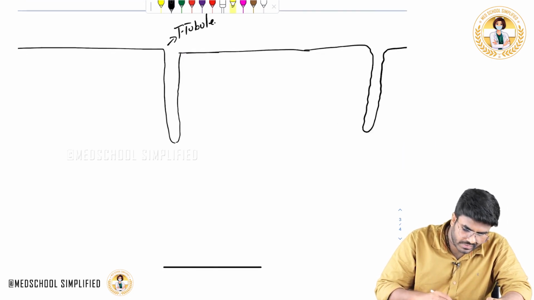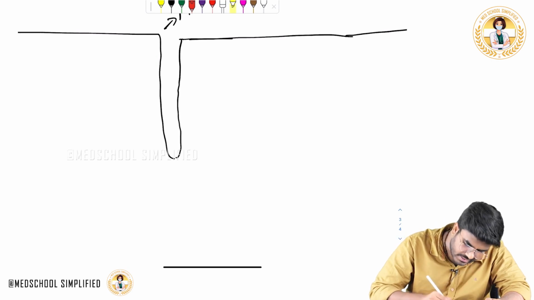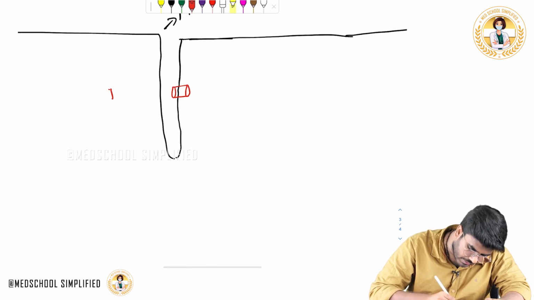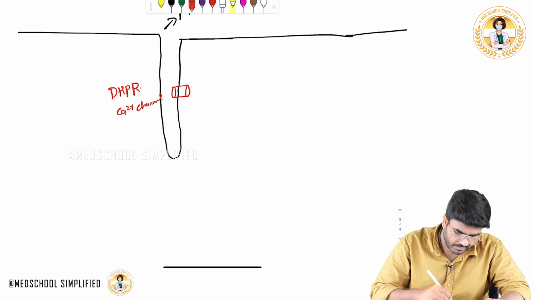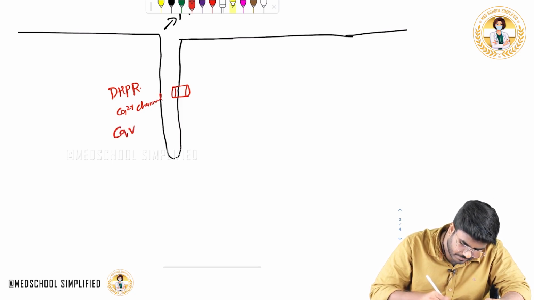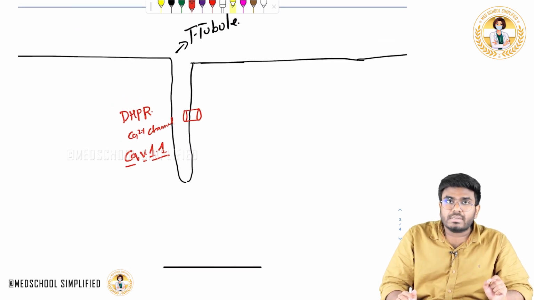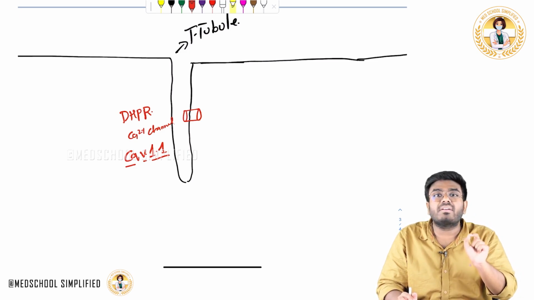Now see, on this T-tubule, there is a calcium channel present. This calcium channel which I am drawing over here is called DHPR, dihydropyridine receptor calcium channel, which is also called CAV 1.1, voltage gated calcium channel 1.1 subtype. So tell me, on the T-tubules, which type of calcium channels are present? Dihydropyridine receptor calcium channel is present, CAV 1.1.